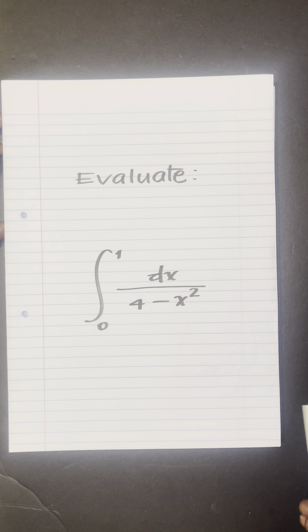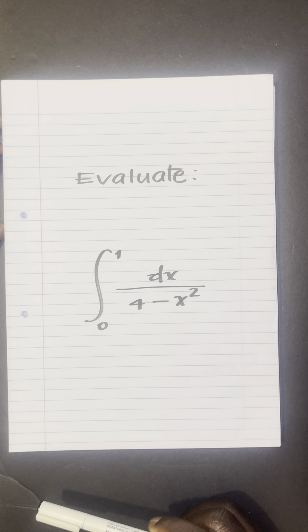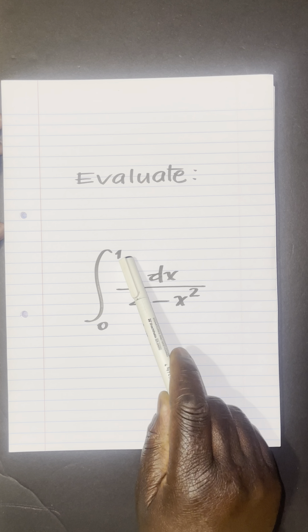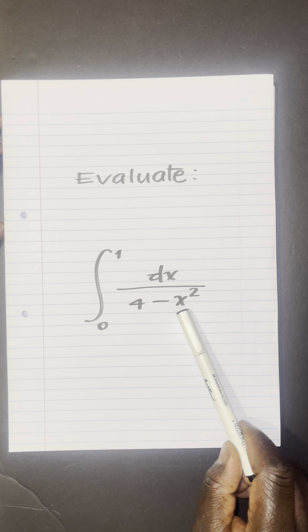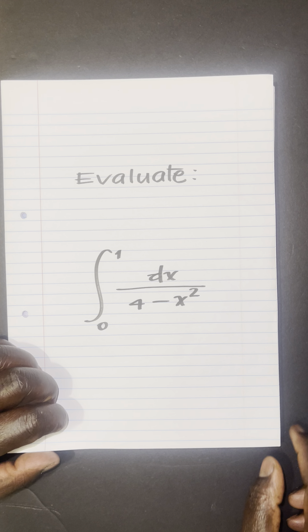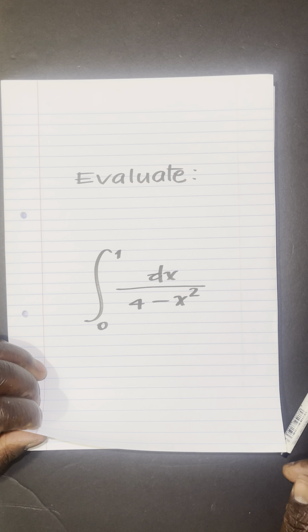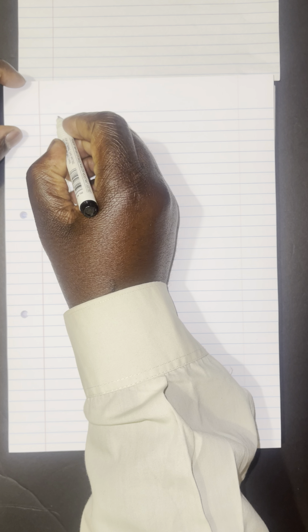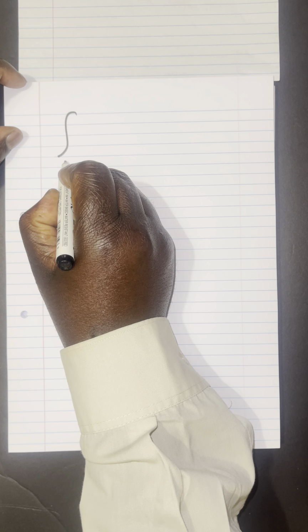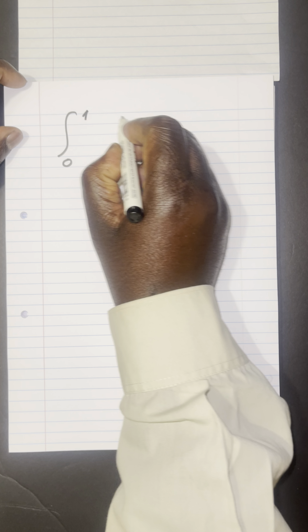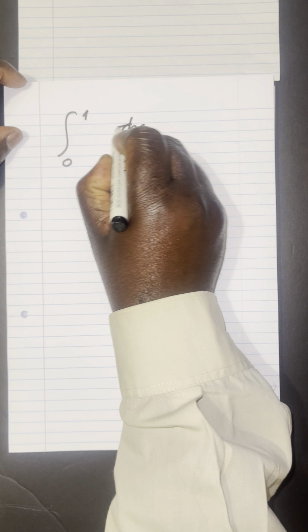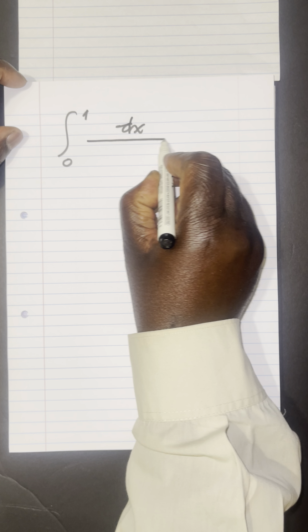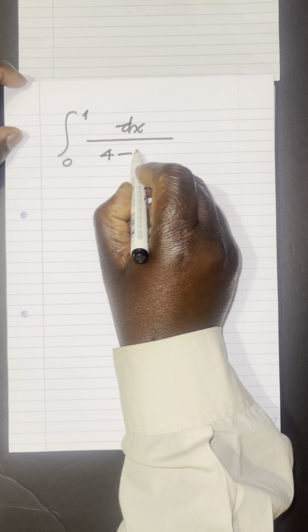In this video I have this integral that I would like us to work on. It's the integral from 0 up to 1 of dx all over 4 minus x squared. Just one integral. It will take us some time to complete this, so let's start then. So it's the integral from 0 up to 1 of dx all over 4 minus x squared.